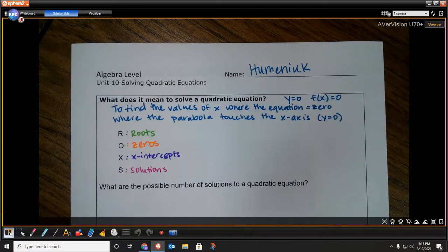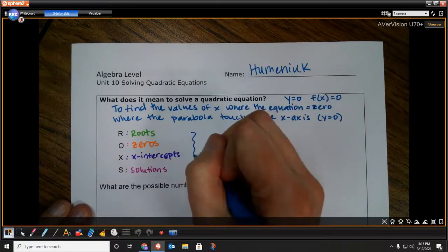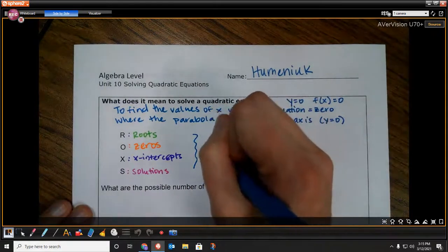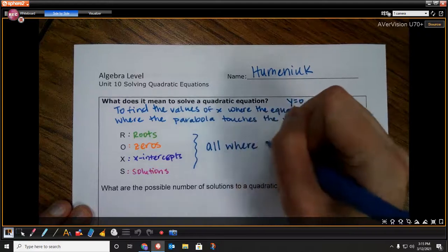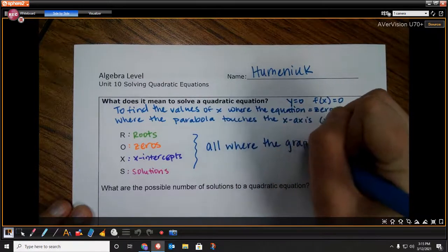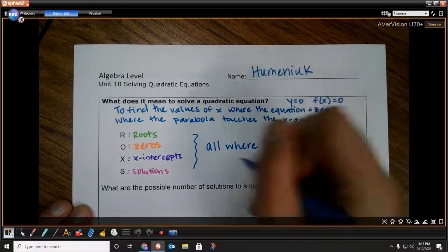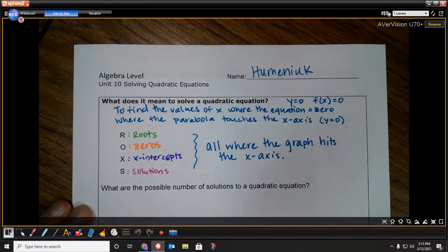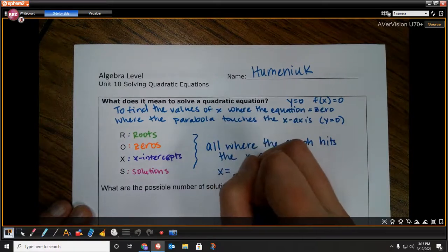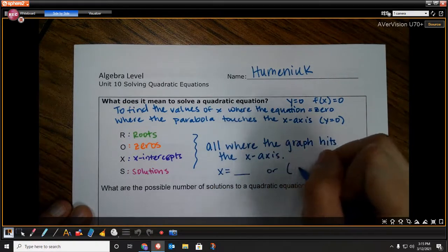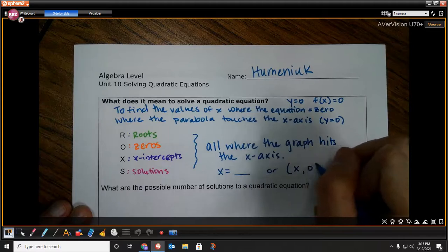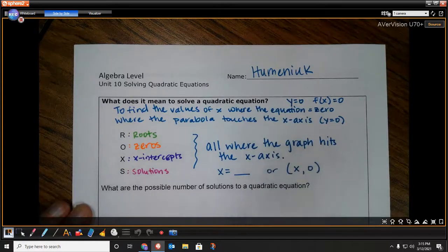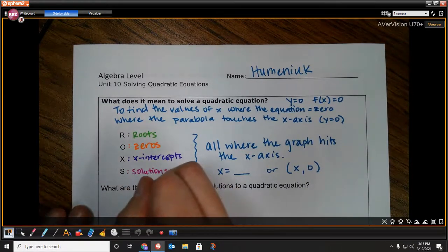And so basically though, guys, when we're talking in terms of quadratics, these are all where the graph hits the x-axis. And so guys, these can all be written as x equals a number, or they can also be written as the value like x, 0 as an ordered pair. Okay, and so there's a few different numbers of solutions to a quadratic equation.